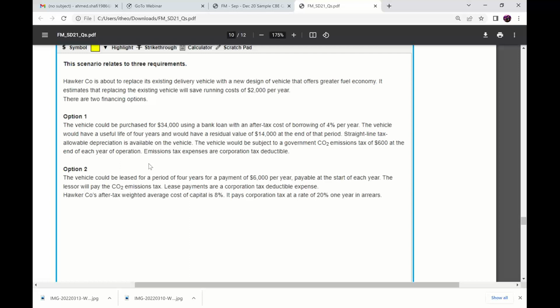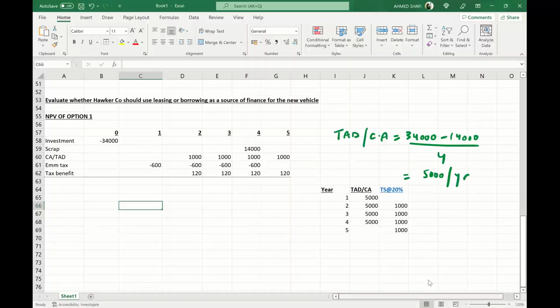Emission tax of 600 outflow each year, and they are tax deductible, so they give tax benefit of 20%, 120. No other thing mentioned in option 1. Okay, I've written all the 5 cash flows in option 1. If you have any questions with respect to them, please ask.